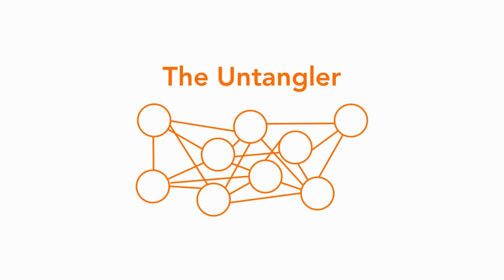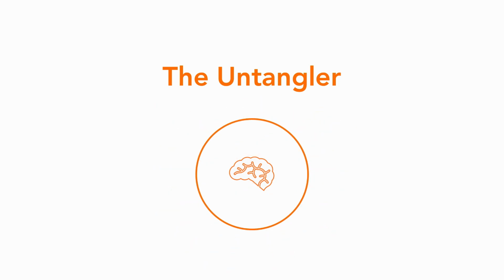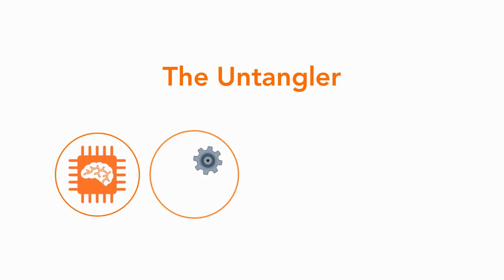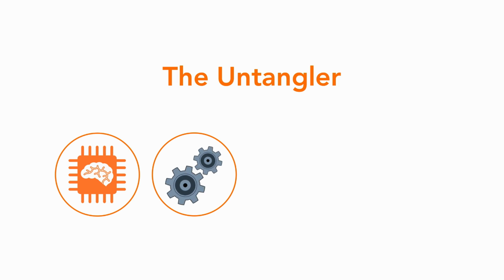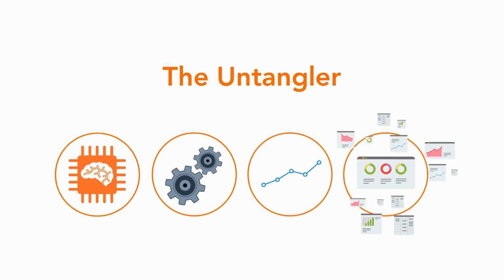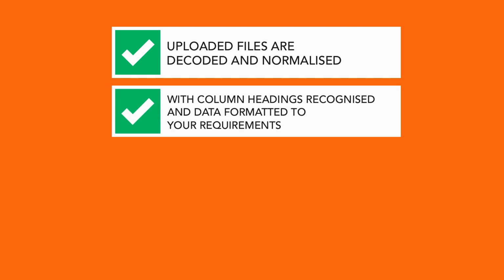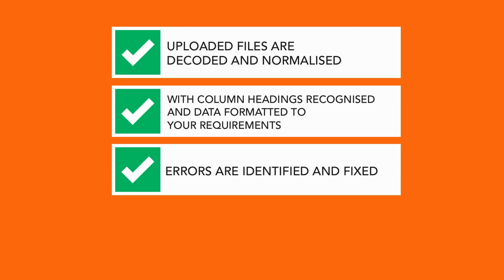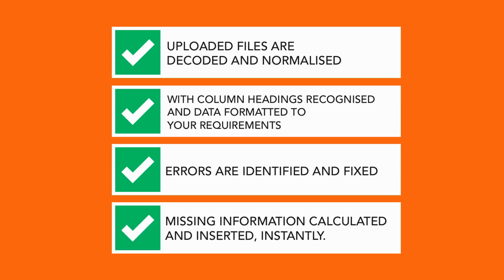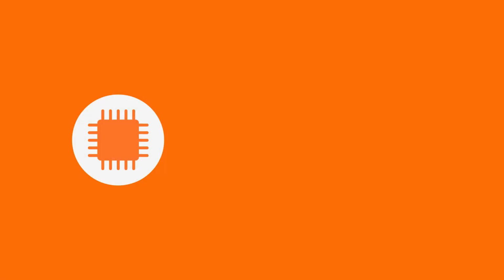The Untangler is an intelligent data transformation service driven by AI, designed to convert the data that you need from any data source that you receive. Uploaded files are decoded and normalized, with column headings recognized and data formatted to your requirements. Errors are identified and fixed, missing information calculated and inserted instantly.